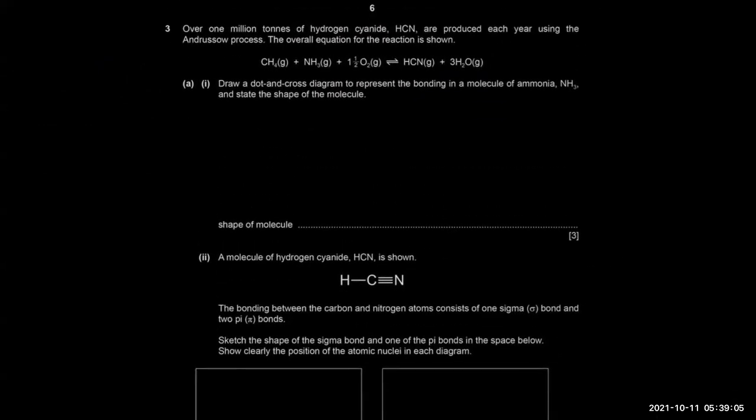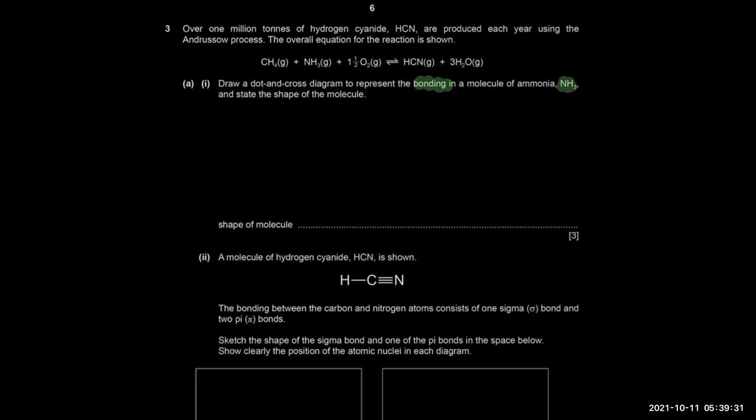All right. This question number 3. Over 1 million tons of hydrogen cyanide are produced each year using the Andrussow process. The overall equation for the reaction is shown below. Okay. Draw a dot and cross diagram to represent the bonding in a molecule of NH3, ammonia, and state the shape of the molecule. Okay, so सबसे पहले अमोनिया में नाइट्रोजन के कितने आउटर इलेक्ट्रॉन्स होते हैं?